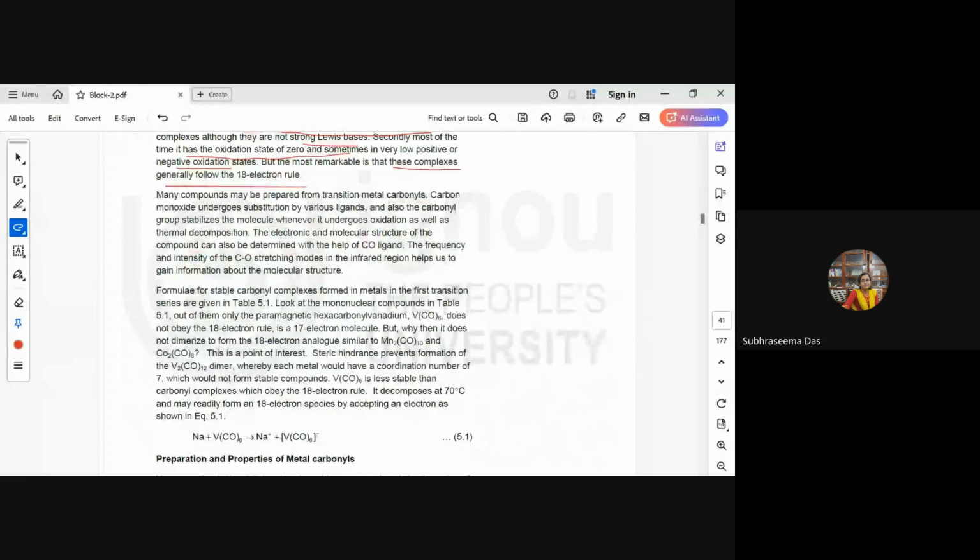Many compounds have been prepared from transition metal carbonyls. Carbon monoxide undergoes substitution by various types of ligands.